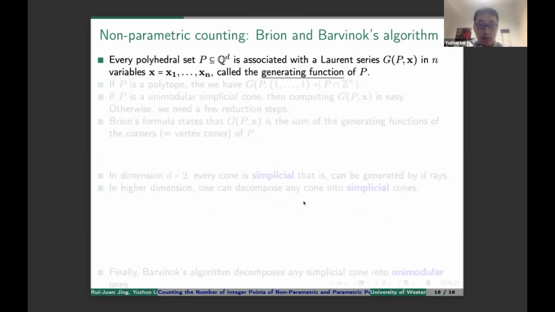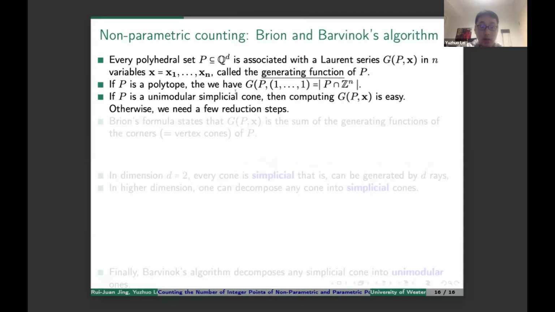Here I'm only going to discuss the non-parametric case; for the parametric case, you can refer to our paper with Maple. For the non-parametric case, every polyhedral set is associated with a Laurent series in n variables, which we call the generating function. If P is a polytope, then G evaluated at 1 equals the number of points. Moreover, if P is a unimodular cone, then computing the function can be easy. Otherwise, we need a few reducing steps.